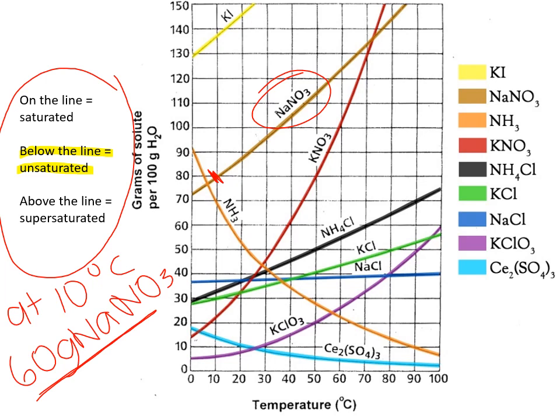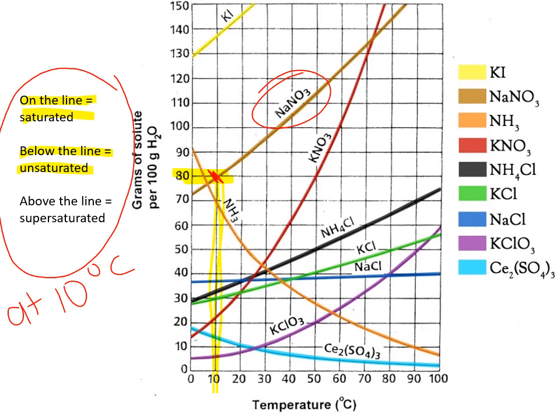I can dissolve more because at 10 degrees, it can have 80 grams dissolved. If I had 80 grams dissolved at 10 degrees Celsius in 100 grams of water, my solution is saturated because it's on the line. And let's say I said at 10 degrees Celsius, I had 90 grams, and they were all dissolved of NaNO3. My solution would be supersaturated because 90 is up here.